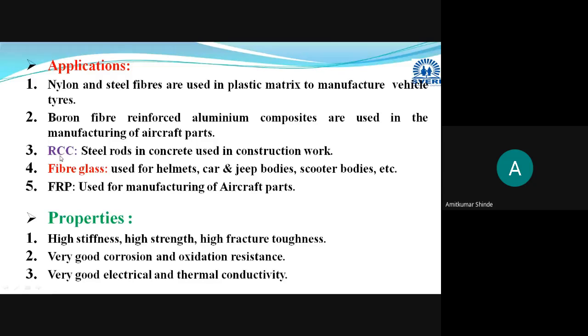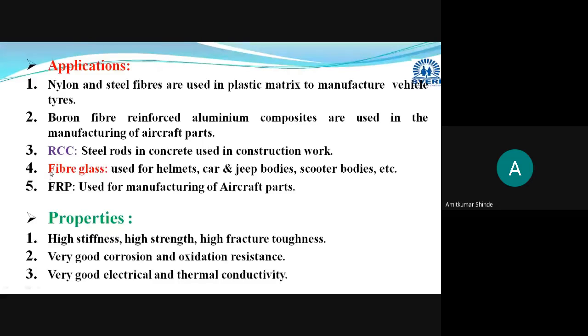It will be reinforced cement concrete. The combination is like this: steel rods in your concrete. Concrete is already a composite, but in that concrete we are adding steel rods. That concrete, with the steel rods, will be termed as RCC, reinforced cement concrete.